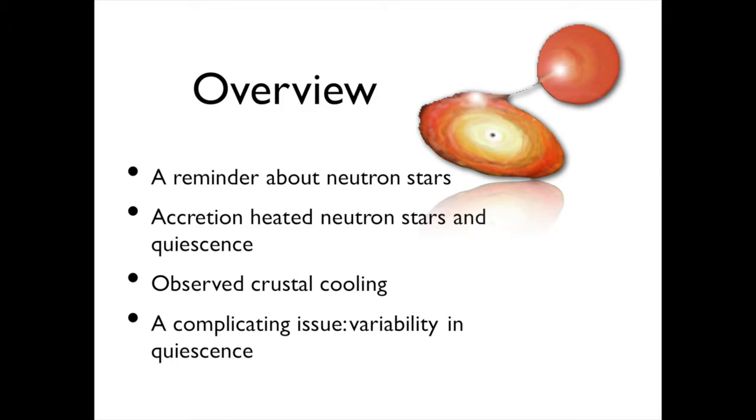We can actually see the crust cooling down and talk about what sort of constraints that can put on the structure of the crust of the neutron star. And then spend a little bit of time at the end talking about one complicating issue, which is that accretion doesn't totally shut off in quiescence, and what that can tell us, or what a problem that might actually be.